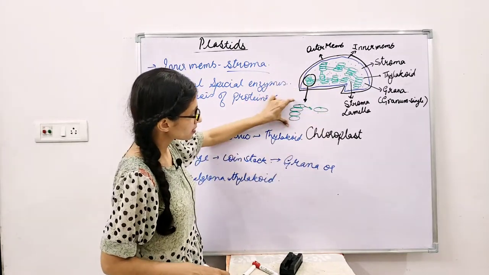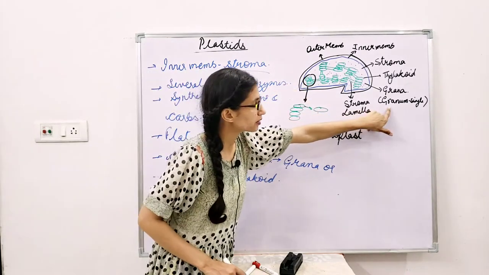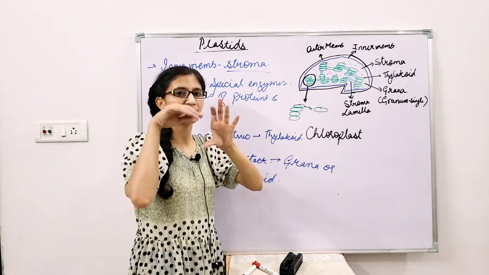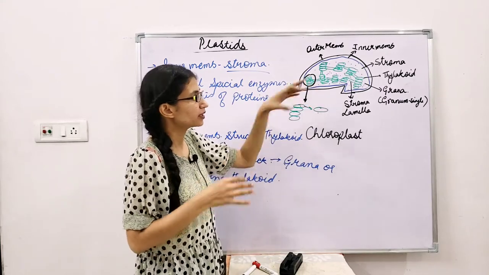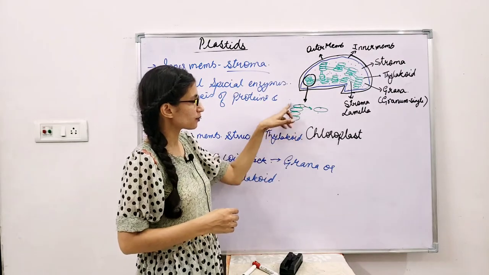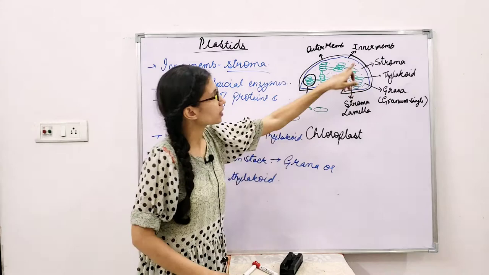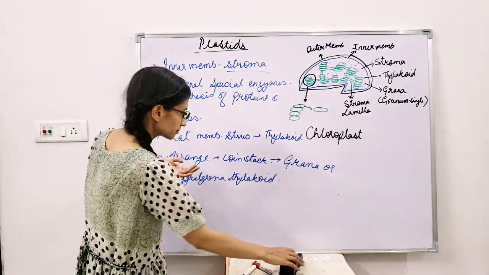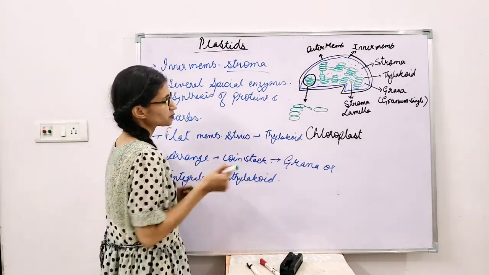But when I talk about this single one, it will be called a granum. I have written over here granum. This single stack of thylakoids, which might contain 5, 20 or 30 thylakoids, it doesn't matter how many they contain, a single stack of thylakoids, like I have drawn 4, this one is a granum. The single one is called a granum, but all together they are called grana.